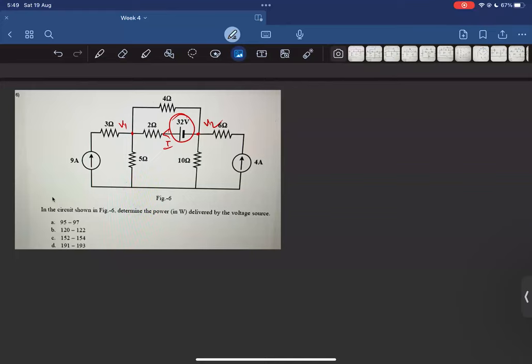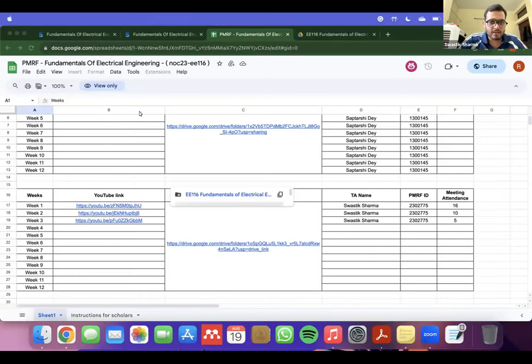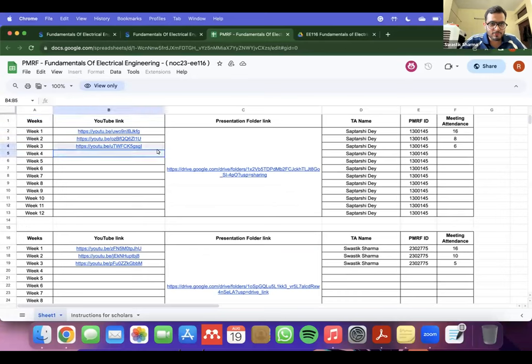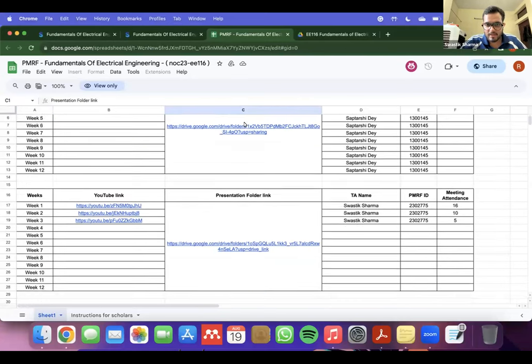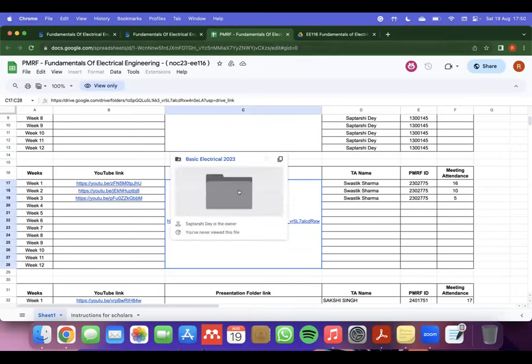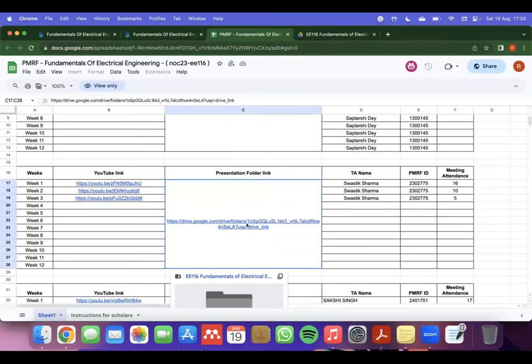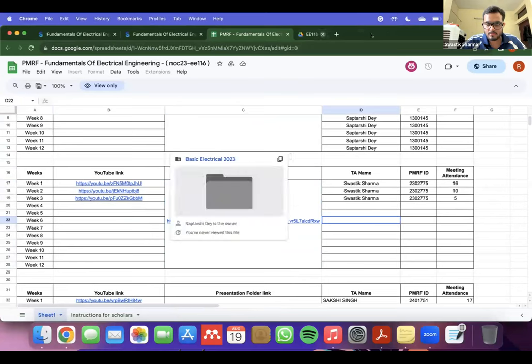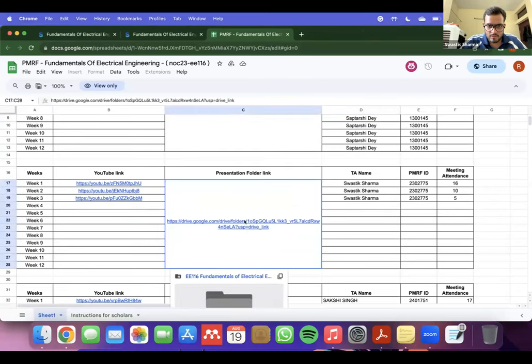Presentation folder there. Yeah. I'll just quickly share my screen again. It's visible, right? You see this YouTube link and this presentation folder link, right? When you open this, it is showing blank, sir. Yes, I'll open it in front of you.